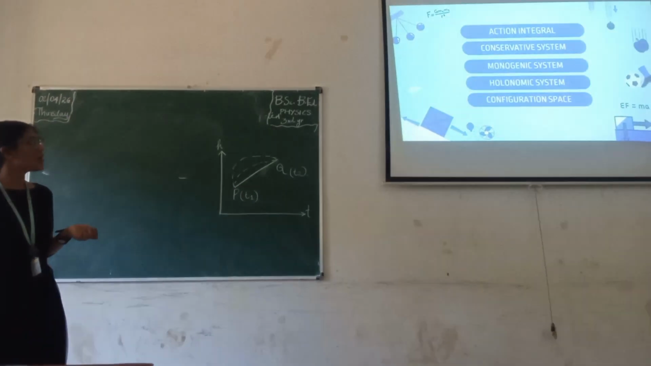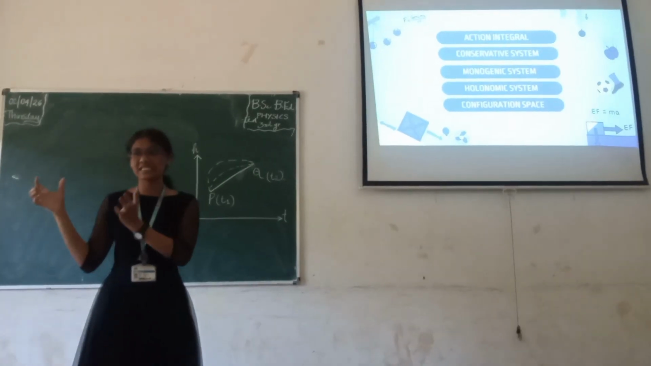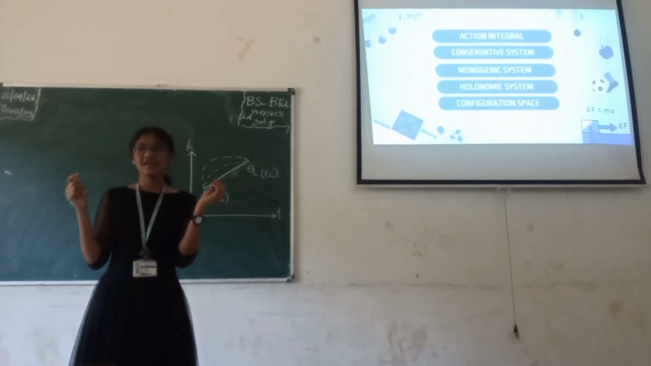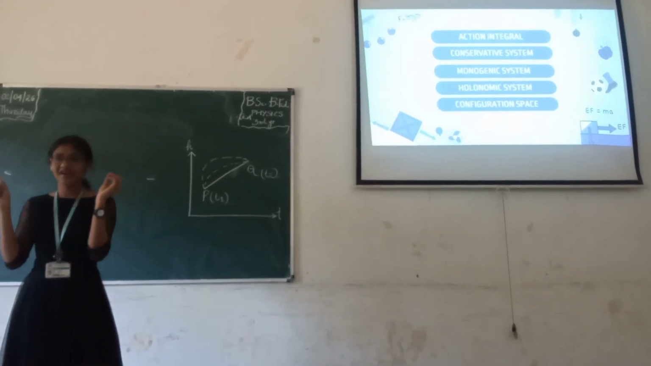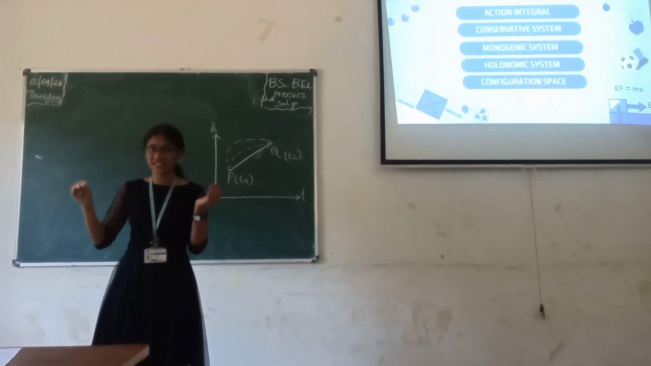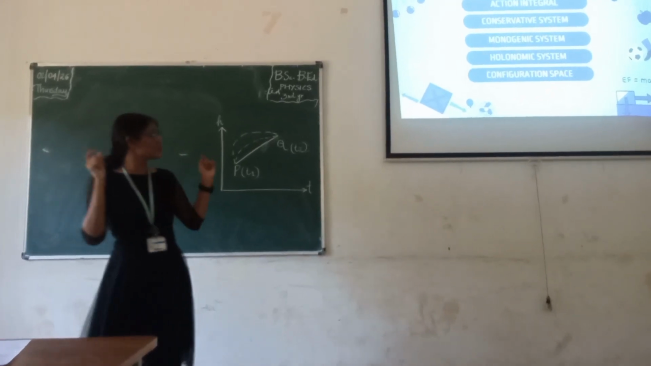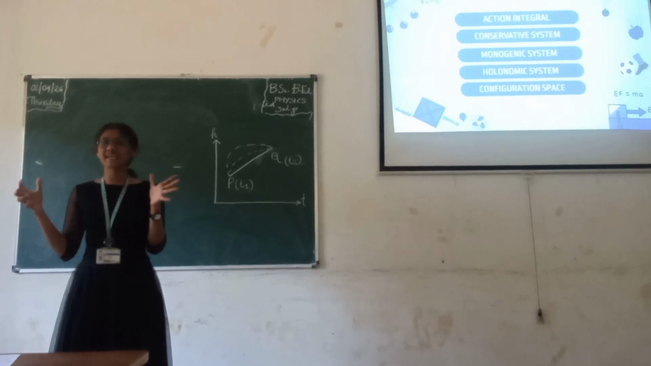Next is holonomic system. So you have something called holonomic constraints, right? So what was that? It could be written in terms of equations, right? So holonomic constraints are something which could be written in the form of an equation, and the systems which possess such kinds of constraint forces are basically what we call a holonomic system.